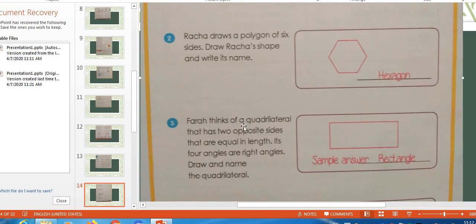Farah thinks of a quadrilateral that has 2 opposite sides that are equal in length. Its 4 angles are right angles. Draw and name the quadrilateral. Why is it called quadrilateral? It consists of 4 sides, so it may be a rectangle here.